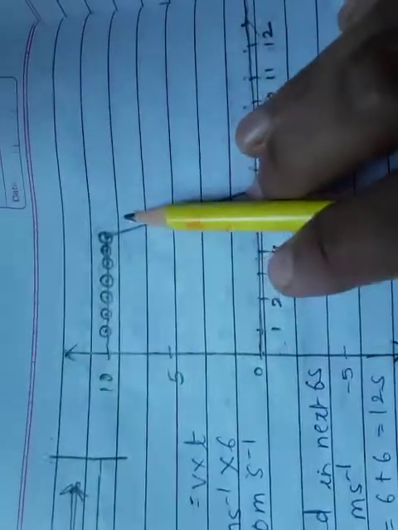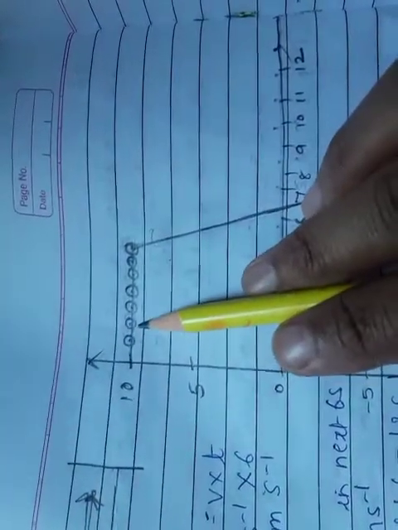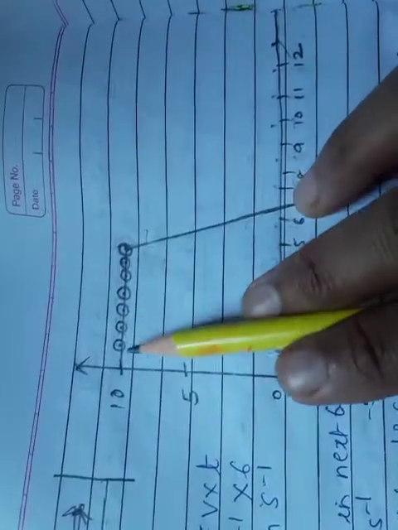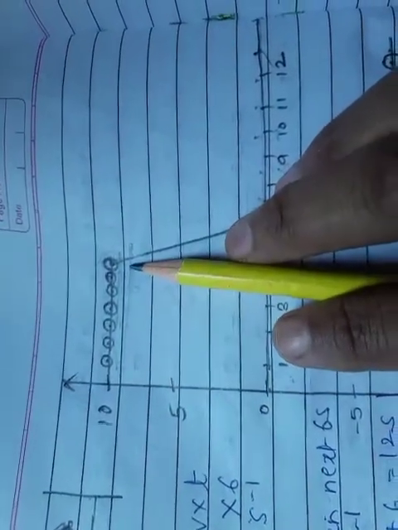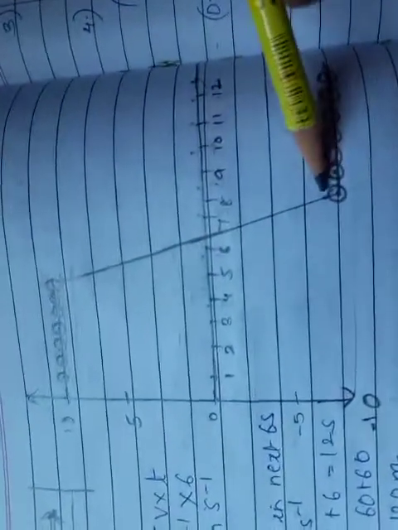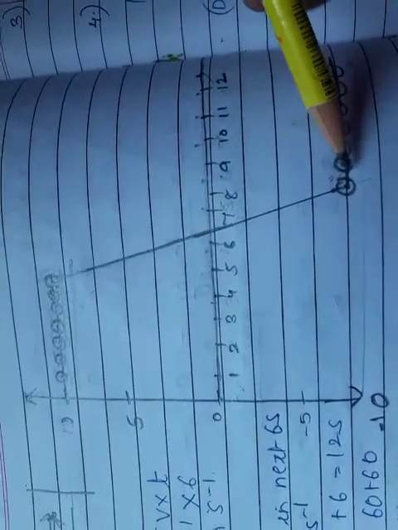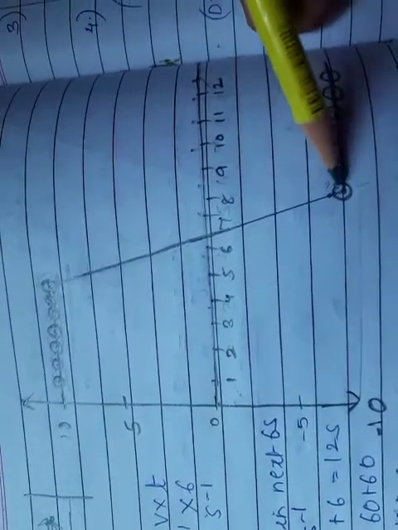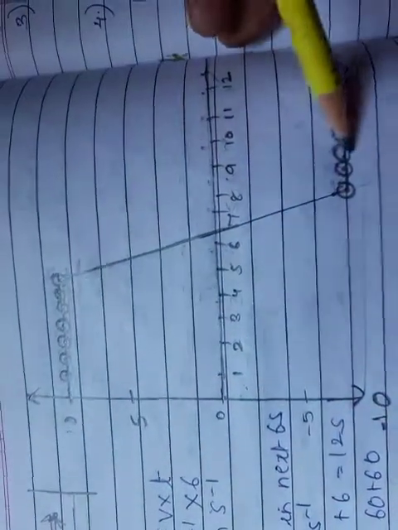Here the uniform velocity is 10 meter per second. So at 1 second, 2 second, 3, 4, 5, 6 seconds, the ball is on the positive axis. Then it hit the wall and returned back. When it is hitting the wall and returning back, it will be on the negative axis, that is, coming back to the same position. So 1, 2, 3, 4, 5, 6. Here positive, here negative.